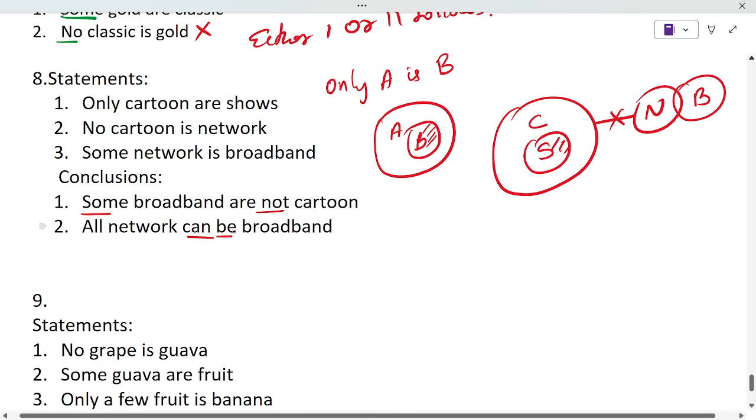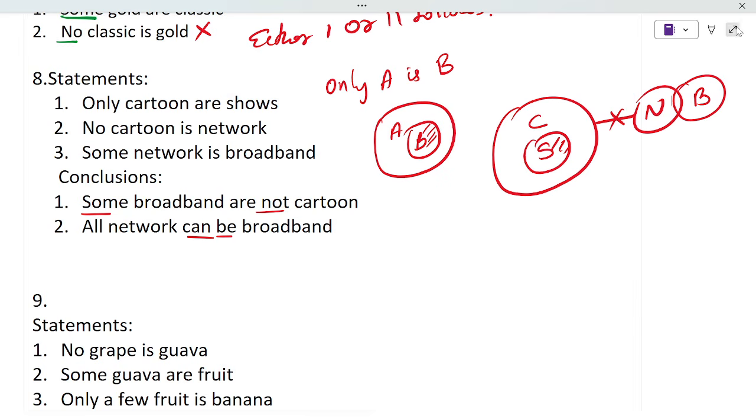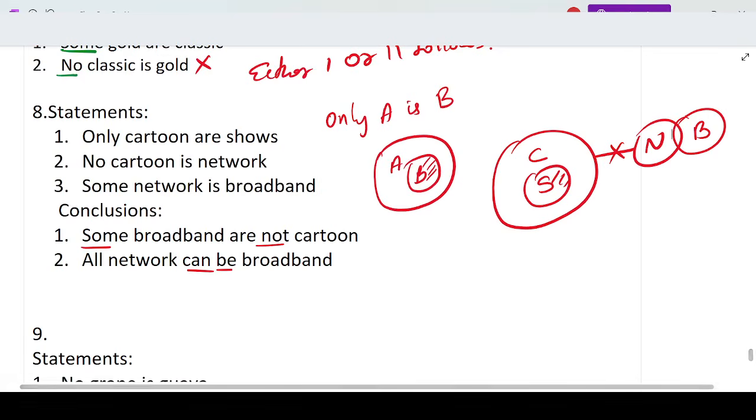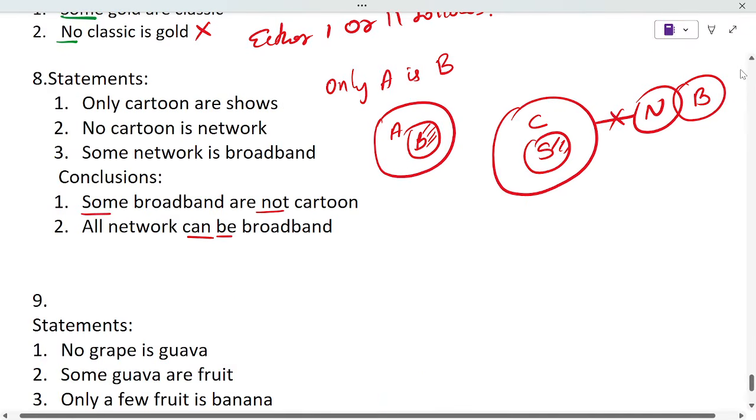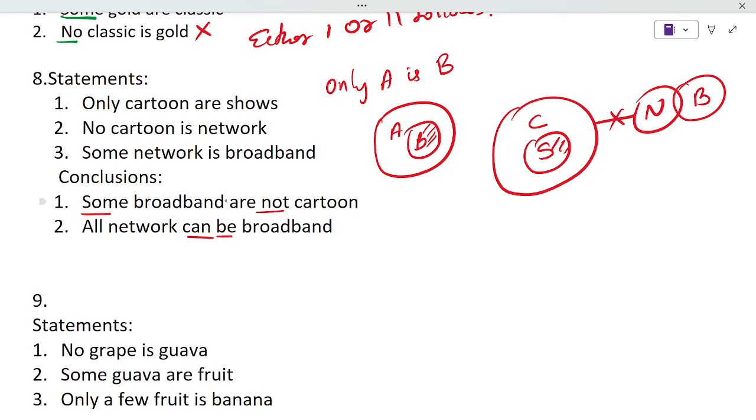So both the conclusions can have an imaginary diagram again. Imaginary diagram, meaning we can rearrange it. We can rearrange it without voiding the statement. So let's check the conclusion: some broadband are not cartoon. Some not case, I've mentioned it earlier also. The first person, the second person cannot completely cover it. So broadband cannot be fully inside cartoon.